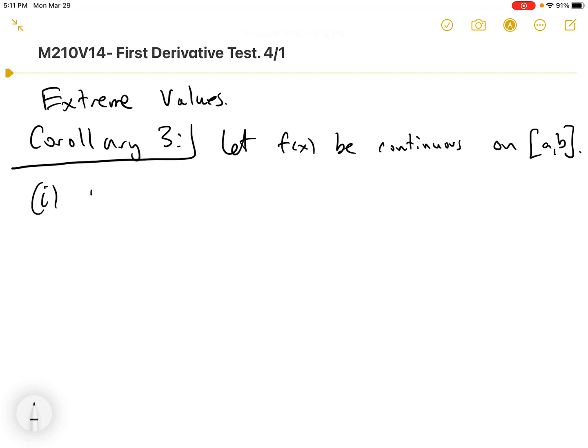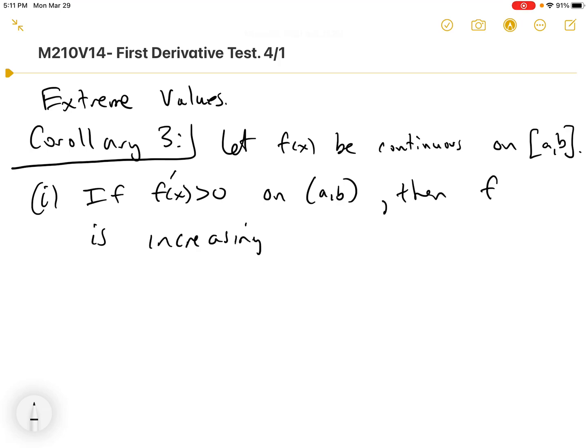And okay, so if the derivative on this interval is greater than 0, then the function is increasing on this interval. Right? So if the derivative is positive, that means it has positive slope, then the function is increasing. So you can imagine it. If this is the function f, all the derivatives here are going to be positive because the slope of the tangent line is in the positive direction.